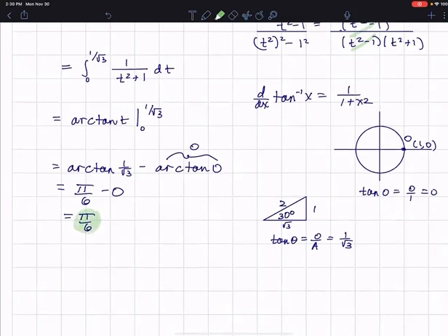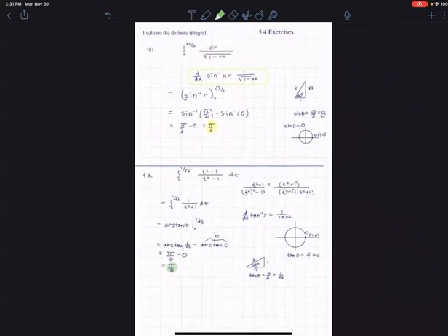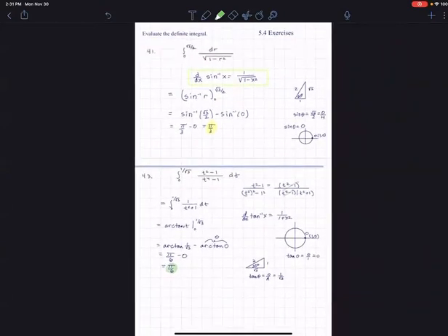And that's that. So that knocks off these two problems. And zoom out for the whole thing there. So it's section 5.4, number 41.